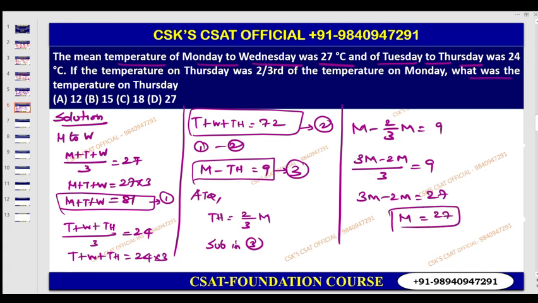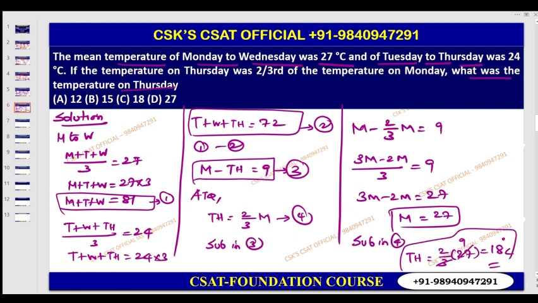But what is the question? What was the temperature on Thursday? Substitute in the 4. So therefore Thursday is equal to 2 by 3rd of the Monday. Cancel, or 9 times, so 2 into 9 becomes 18. So therefore 18 degrees Celsius on the Thursday. Guys, understanding the sample? This kind of calculation based questions is very important. You have to work on this. Okay, next.